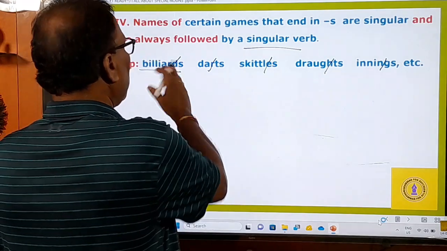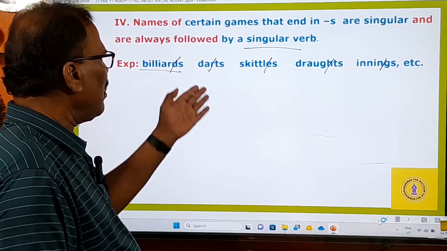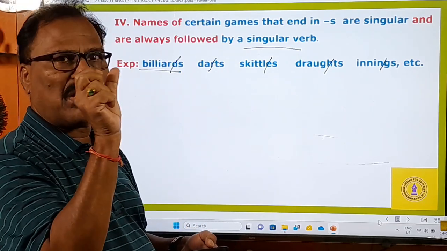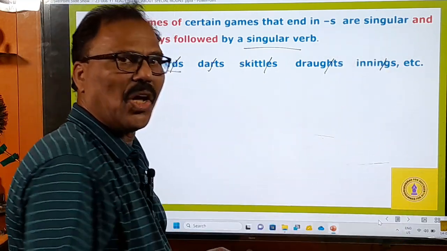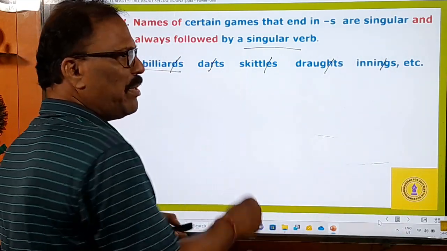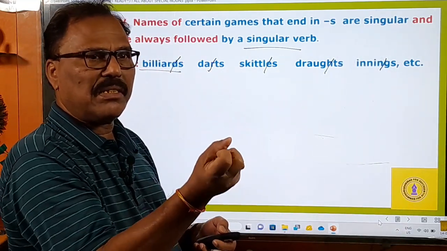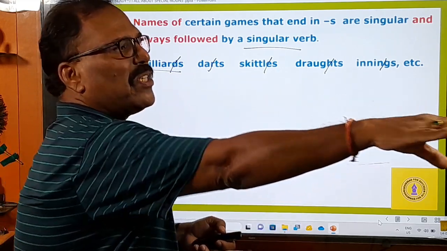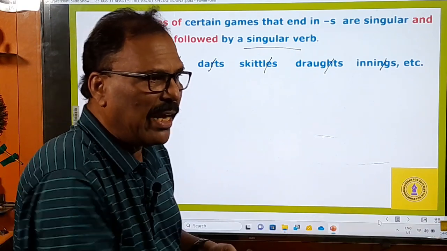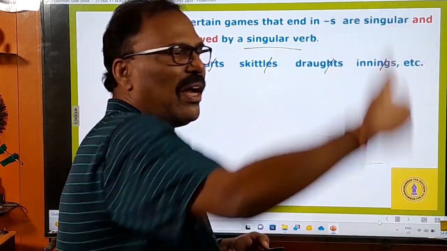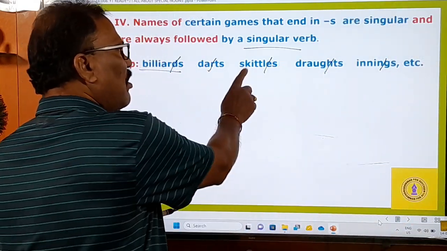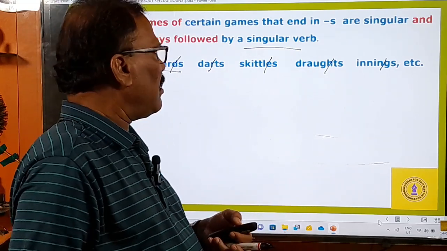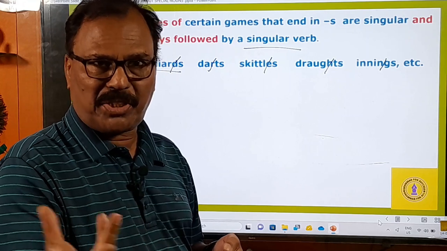For example, billiards, everybody knows, snooker, billiards. And darts is a kind of game in which darts, meaning arrows, are thrown at a target. Skittles is a nine pins game played with a ball. Nine pins are put there and they throw a ball, and this ball goes and hits all of them, and that's called skittles. Drafts means a checkerboard game. Chess is like drafts.